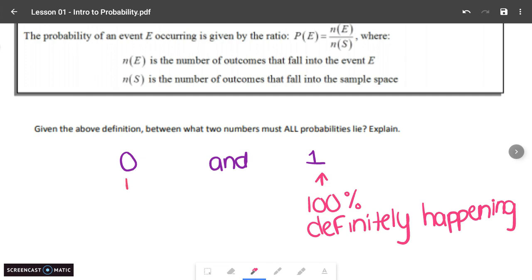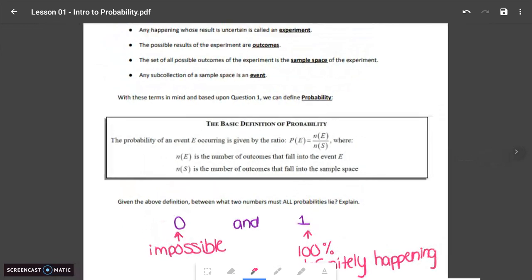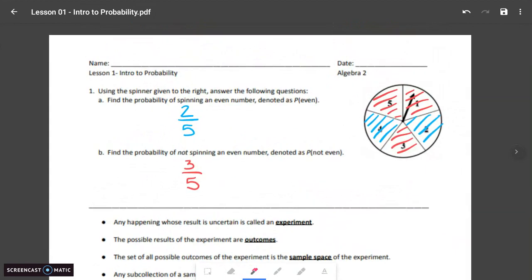0 is something that's impossible. If I asked you, what's the probability from the first question that you would spin a 6? Well, there's no 6 on the spinner, so it's impossible. It can't happen. So it would be 0 out of 5, and it would just simplify to 0. Okay. One other definition I want to talk to you about is complements. So I'm going to go back to this first picture again.